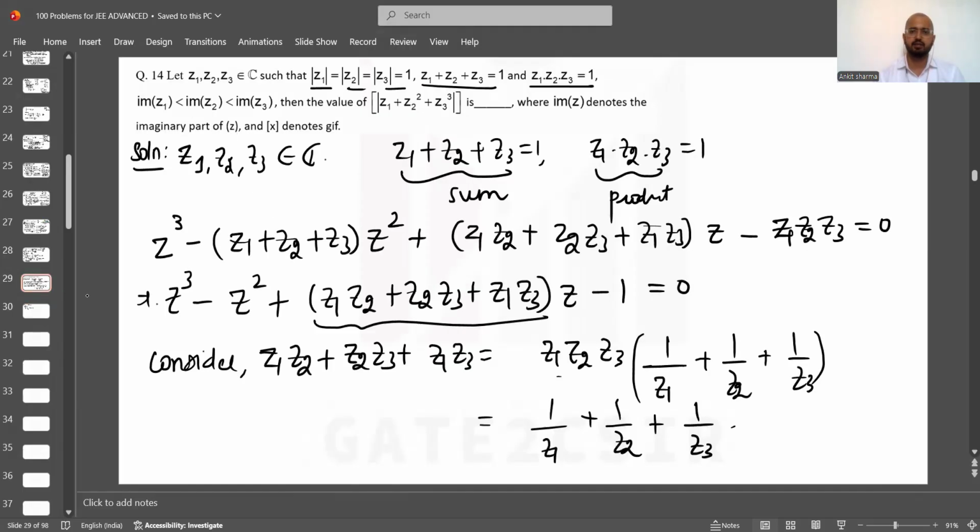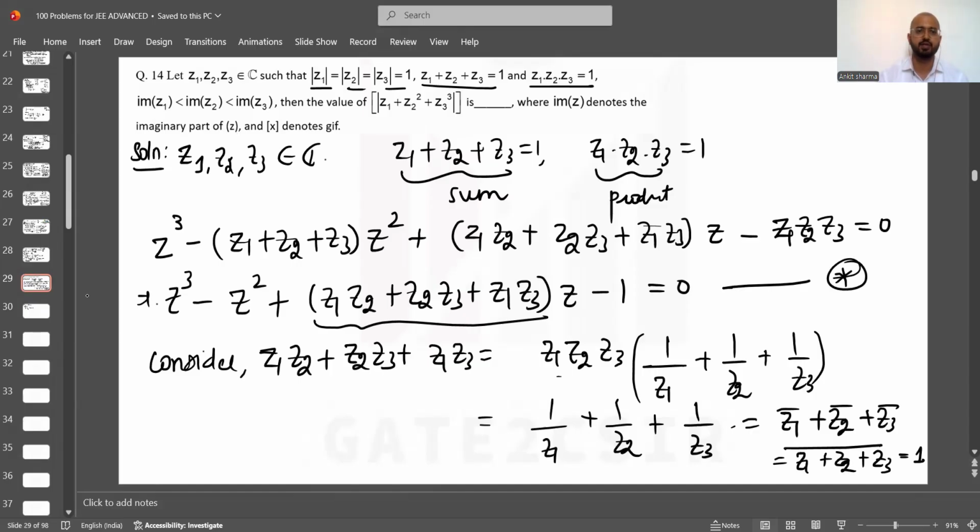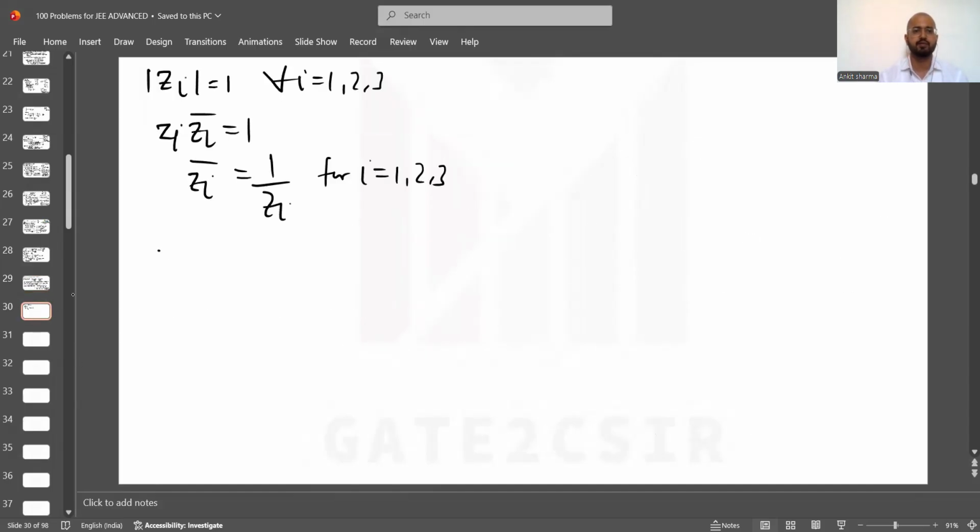So basically, this part will now be replaced by Z1 bar + Z2 bar + Z3 bar, which is nothing but the conjugate of (Z1 + Z2 + Z3). And Z1 + Z2 + Z3 is 1, so 1 bar is simply 1. That means I get the polynomial, I'll be calling it the star polynomial: Z^3 - Z^2 + Z - 1 = 0.